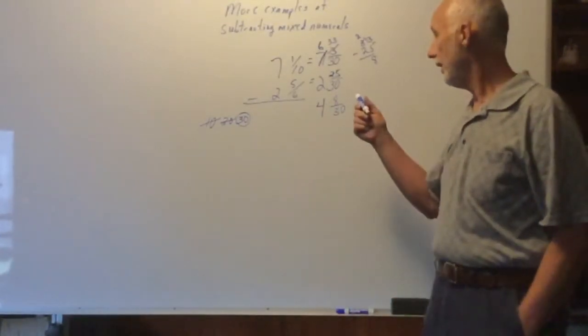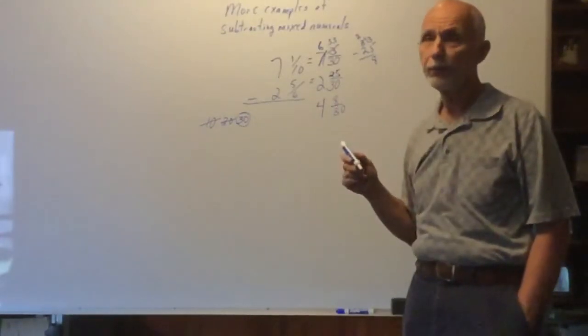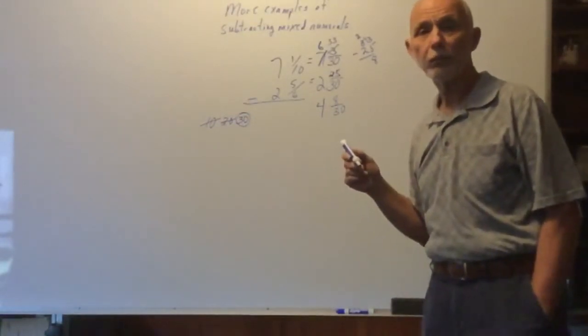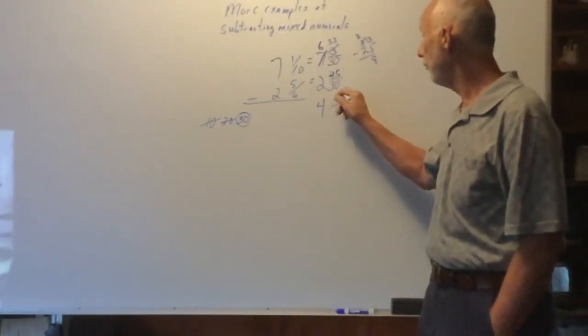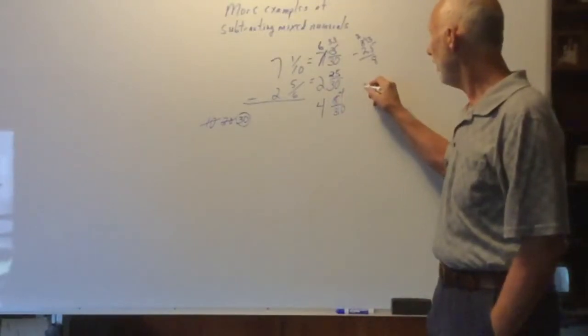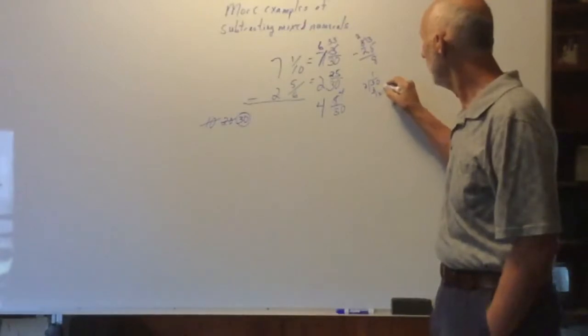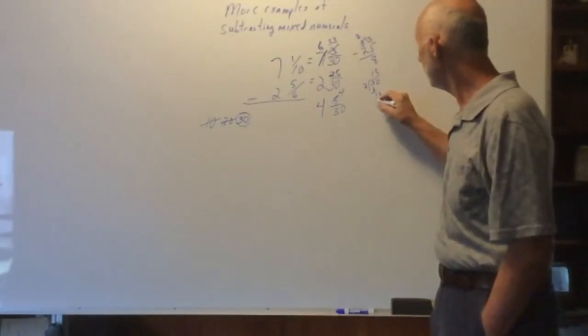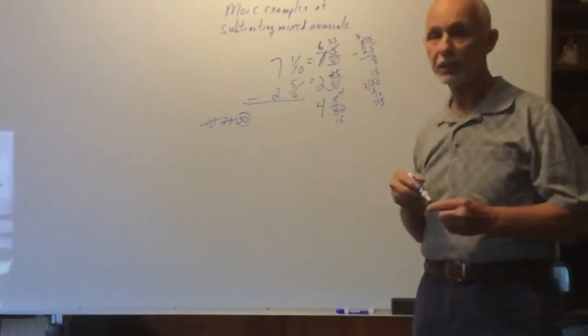But anyway, it can be simplified. What goes into both 8 and 30? Let's see, they're both even numbers, and 2 goes into all even numbers. So 2 goes into 8 4 times, and if you divide 2 into 30, it goes 15 times. So it's 4 and 4/15.